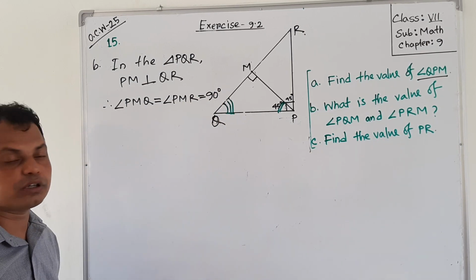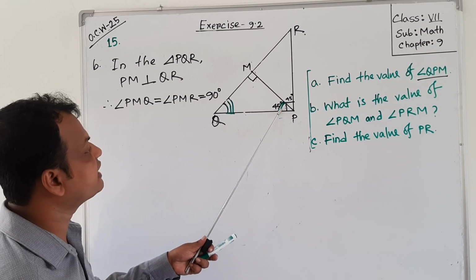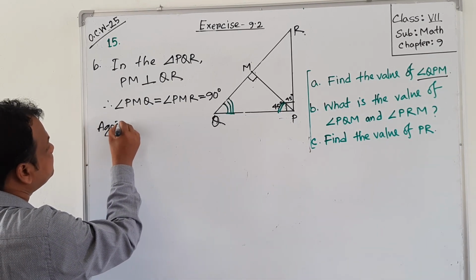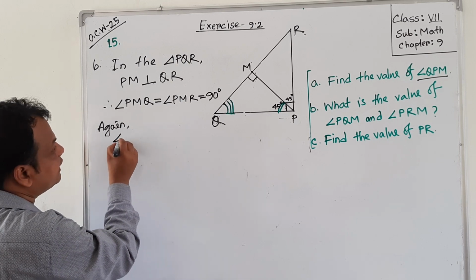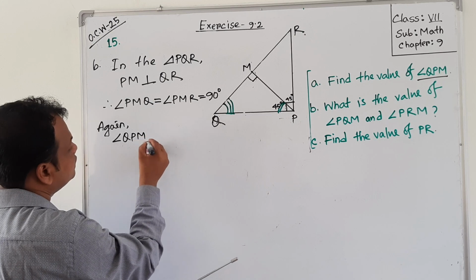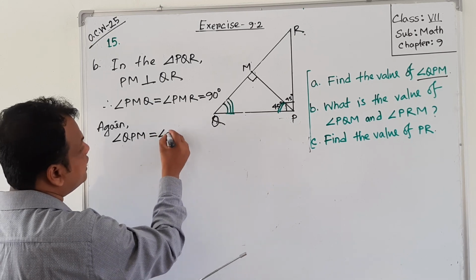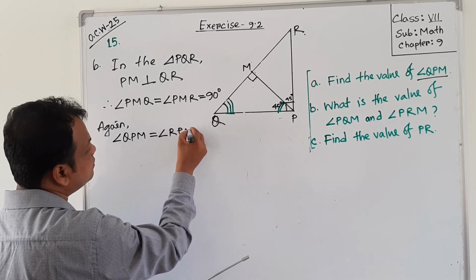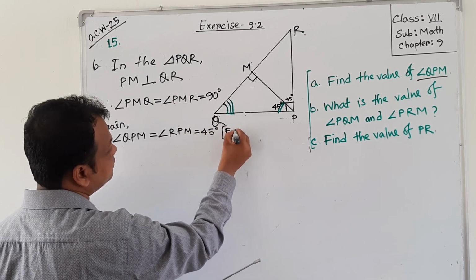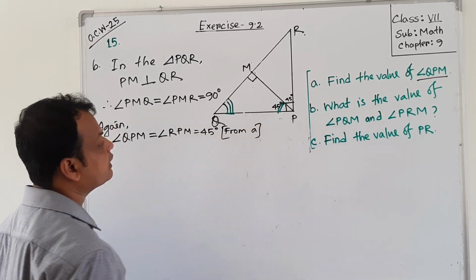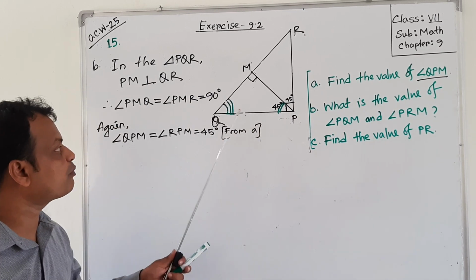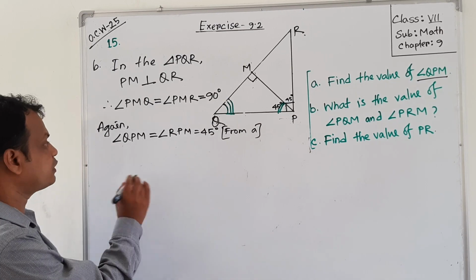And another information, we will mention here this angle's value. So we will write again angle QPM equals angle RPM equals 45 degree. We have got it from A. So these are the given information. Using this information, we will find the value of this angle.